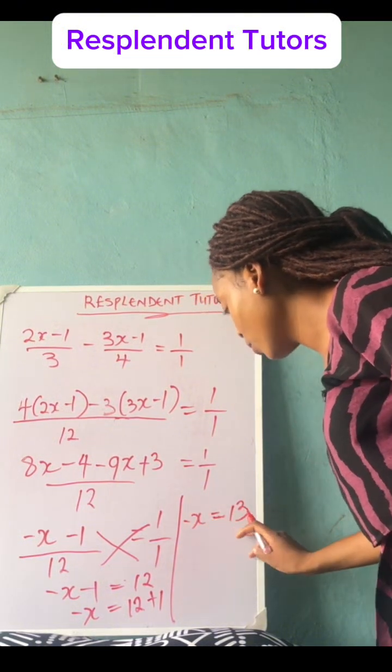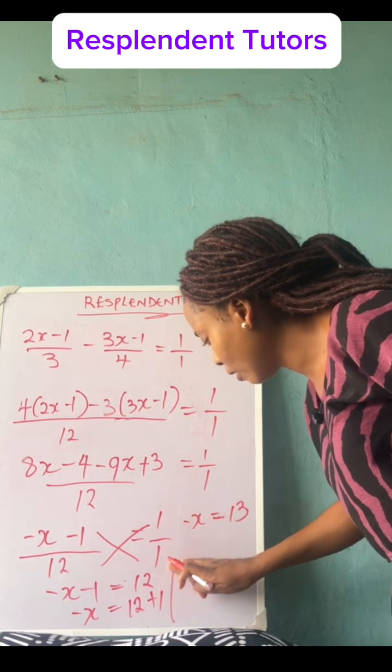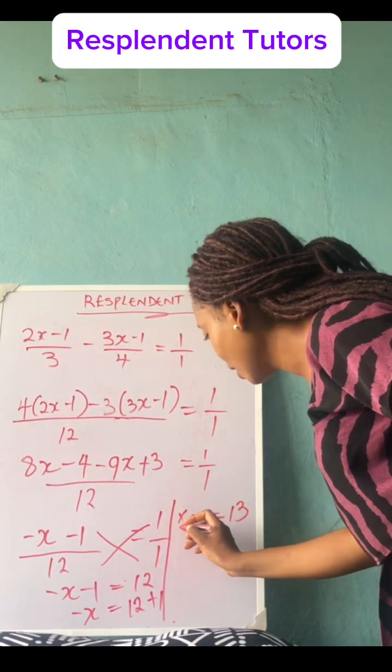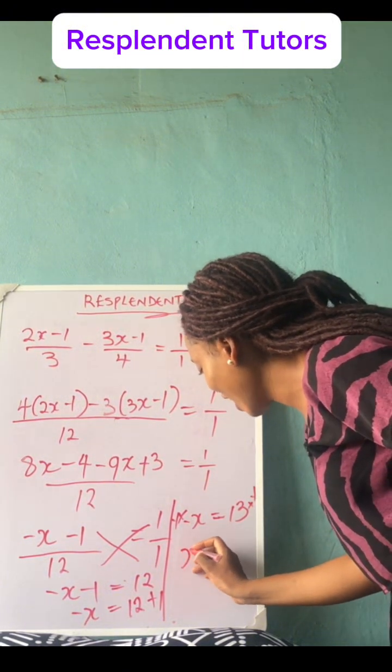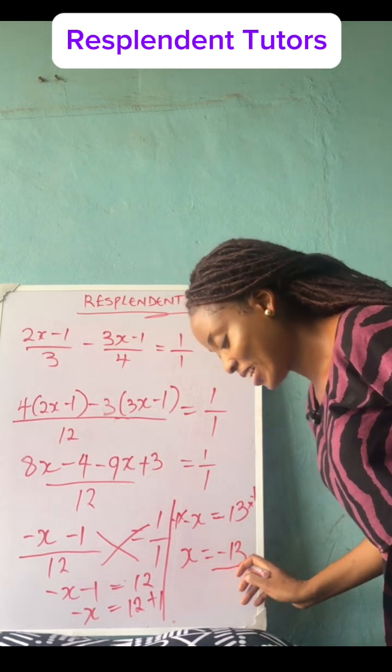Minus x equal to 13. To get rid of this, like we did before, we multiply both sides by minus 1. Let me give enough space here. We multiply both sides by minus 1, and then what we have here is x. Minus and minus is plus, so x equal to minus 13. And that is our answer.